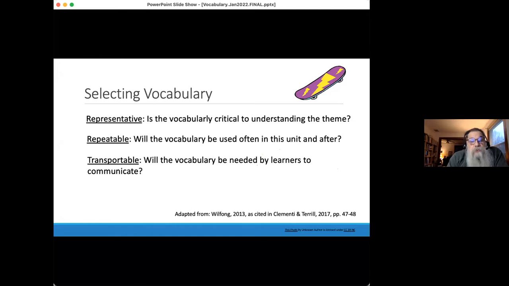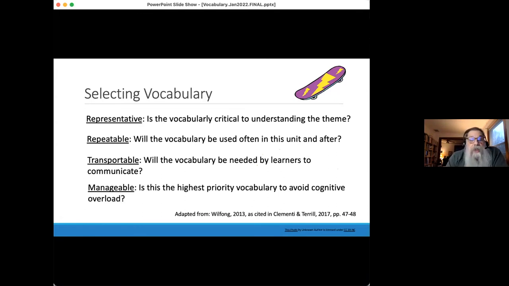Is it transportable? Will the vocabulary be needed by learners to communicate? In other words, not just to receive it, but also to output. And then is it manageable? Is this the highest priority vocabulary? In other words, to avoid too much cognitive overload. Are we prioritizing what's really important, what's really high frequency, what's really high usage?